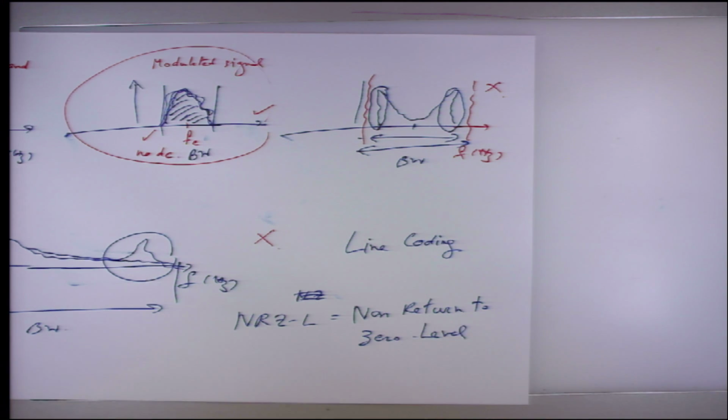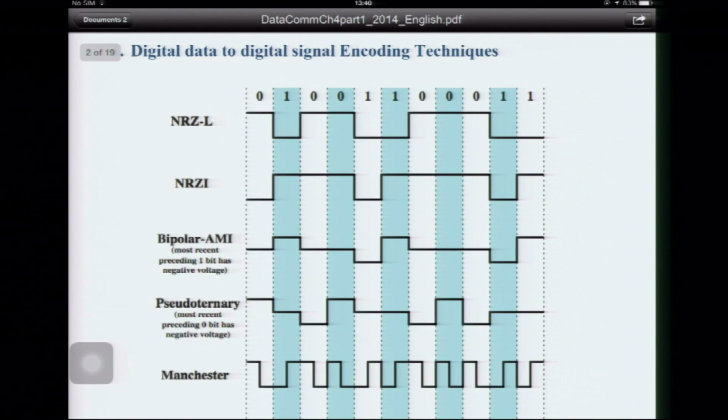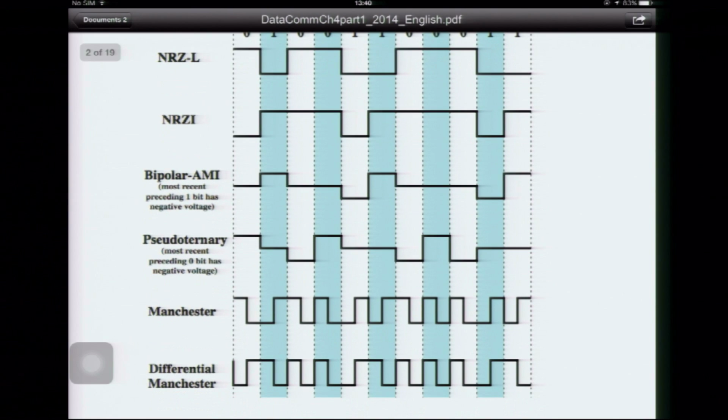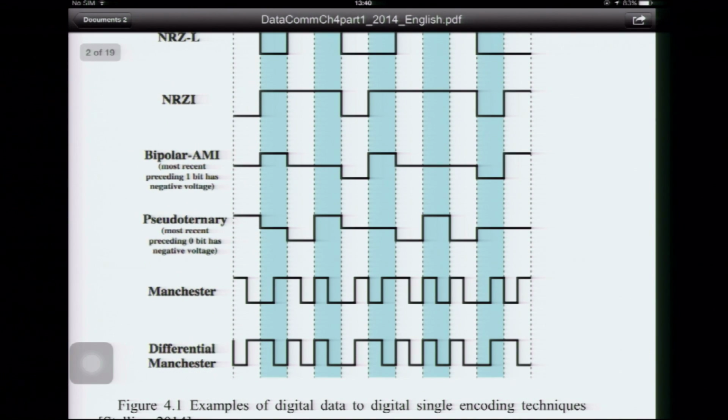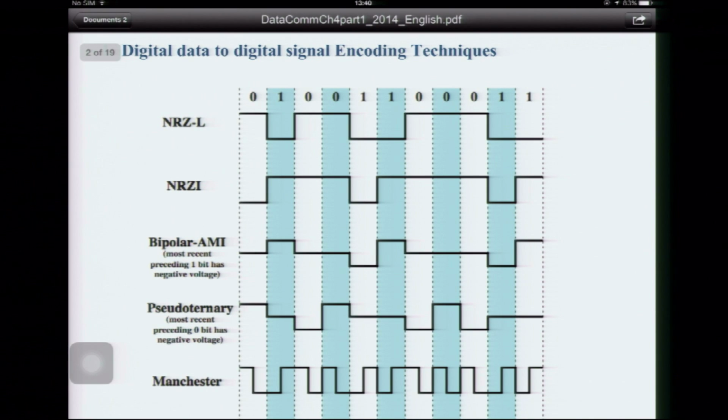Okay. NRZ-I is non-return to zero inverted. And bipolar AMI, pseudo-ternary, Manchester, and differential Manchester. These are all the techniques that we will talk about in this lecture.